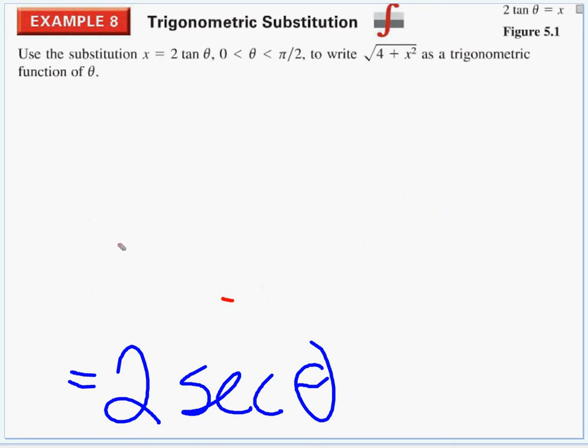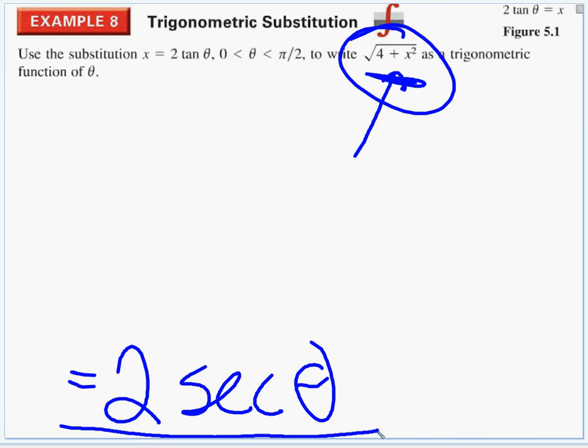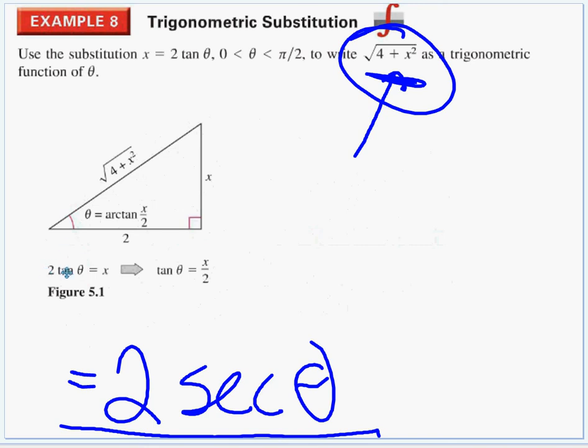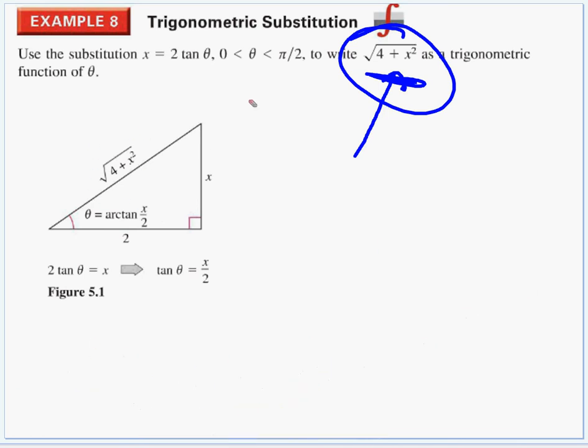Remember where we started. We started with an algebraic expression, the square root of 4 plus x squared, there's no trig in there at all. And we rewrote that to now be in a trig form, 2 secant of theta. And what's this up here? I guess you could look at this from the point of view of a triangle. 2 tan theta is equal to x. That's where we started. If we solve that, divide by 2, you'd get tan is equal to x over 2. So tangent is opposite over adjacent. So here's our angle theta. The opposite side is x. The adjacent side is 2. If we did Pythagorean theorem, we would get this for the hypotenuse, the square root of 4 plus x squared. Nice. Beautiful, beautiful math.